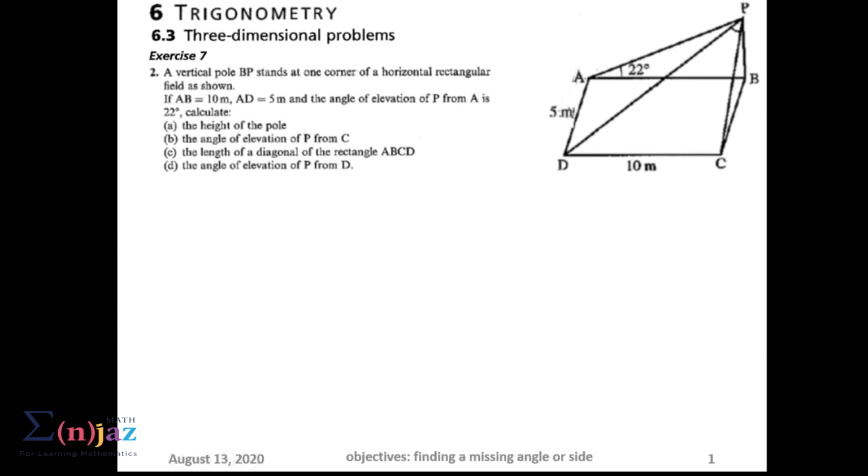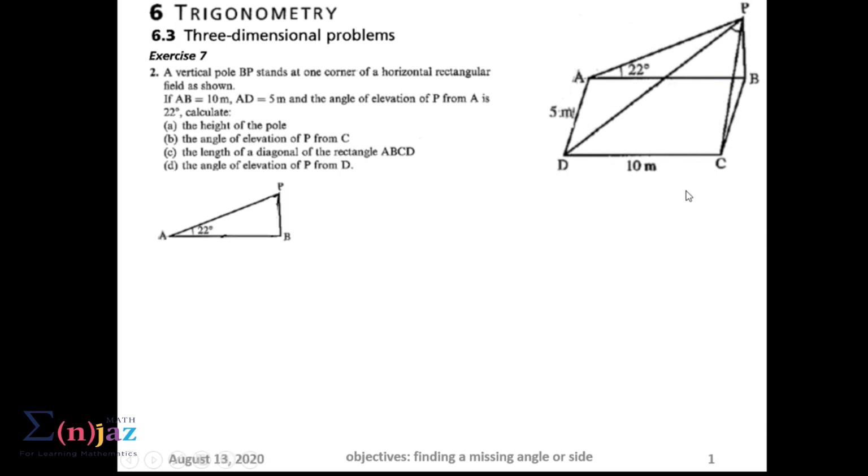If AB is equal to 10, AD is equal to 5, and the angle of elevation of P from A, that's how we determine it, of P from A, is 22 degrees. Now, they want us to calculate in A the height of the pole, which is PB.